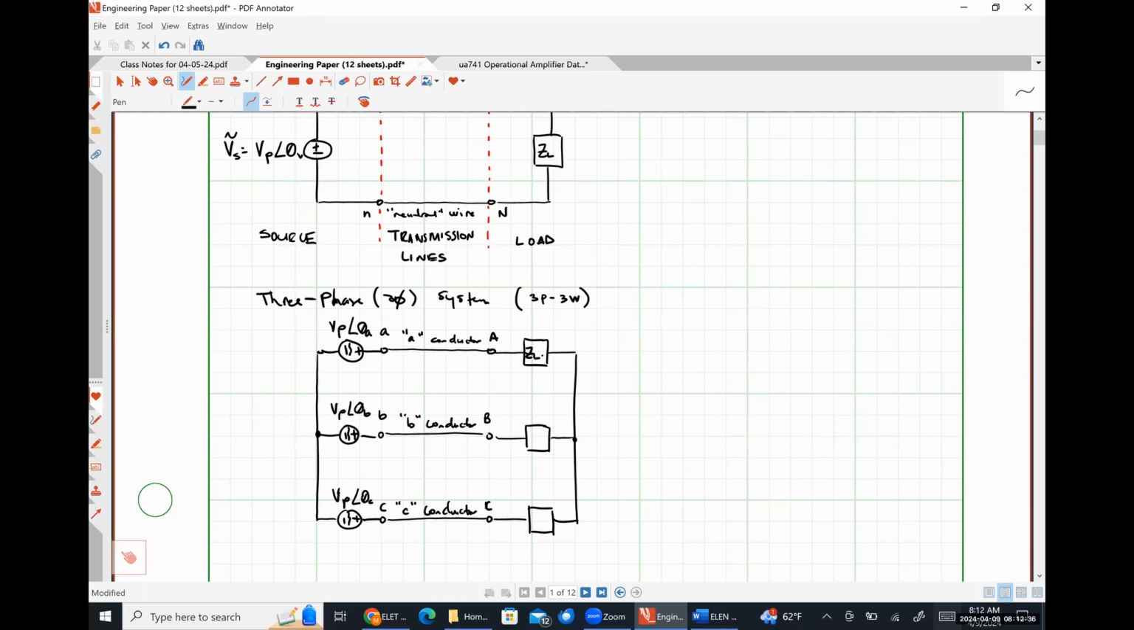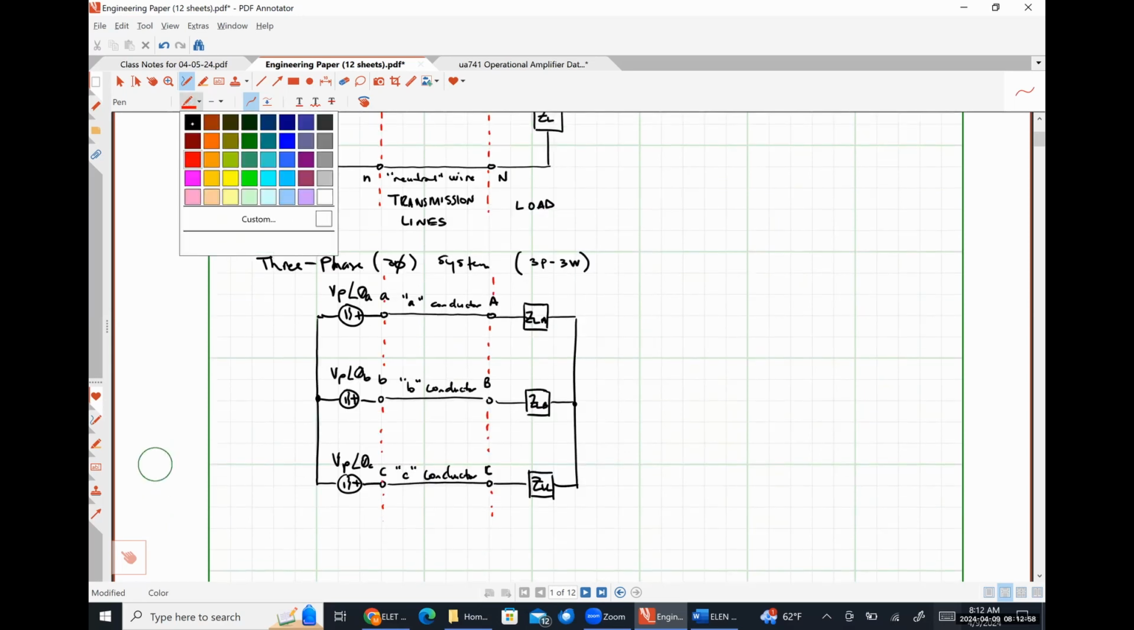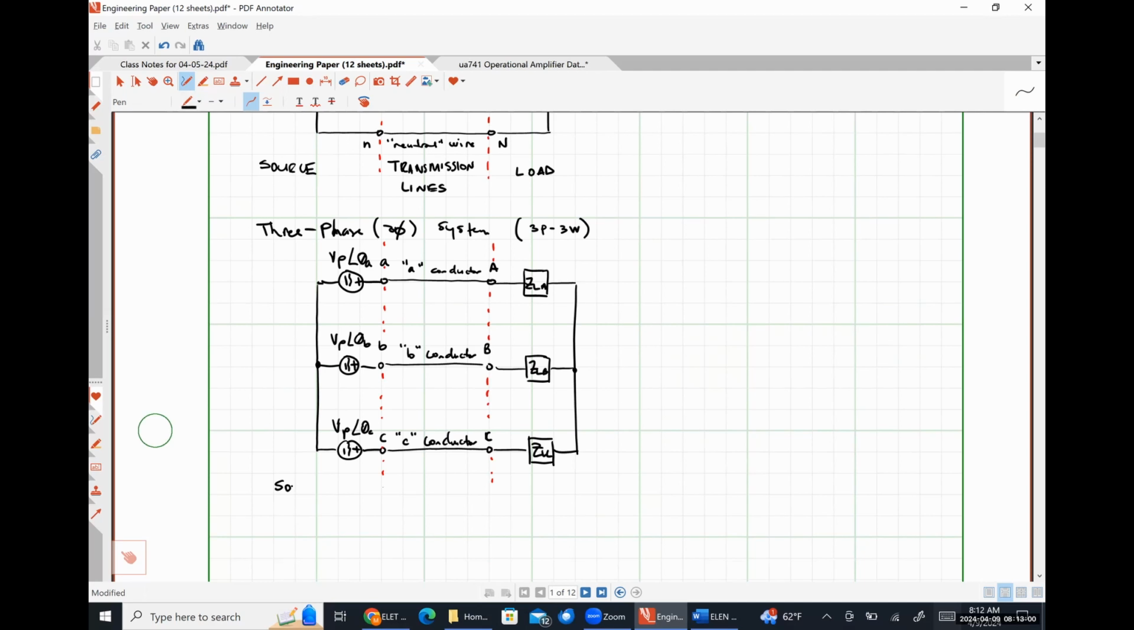So let's call this ZLA, ZLB, and ZLC. And I'll put those dashed lines just to show that we are dividing this up into the same three distinct parts, right? We have our source on the left, our load on the right, and then we use transmission lines to connect our source to our load, or vice versa.